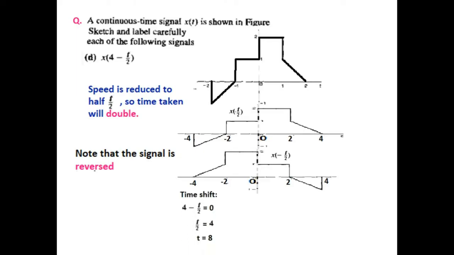So 4 minus t by 2 equal to 0. From here we find t equals 8. That means we have to shift by 8. So we just add 8.